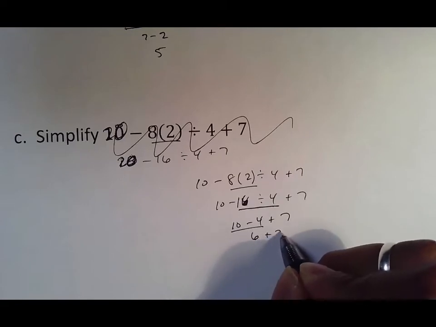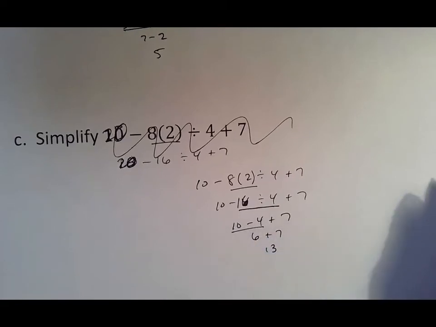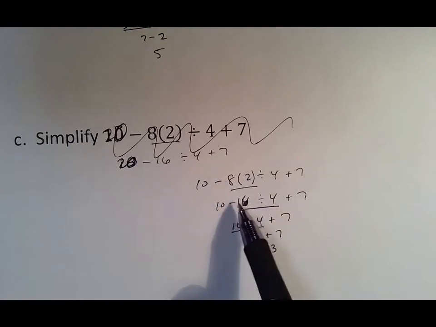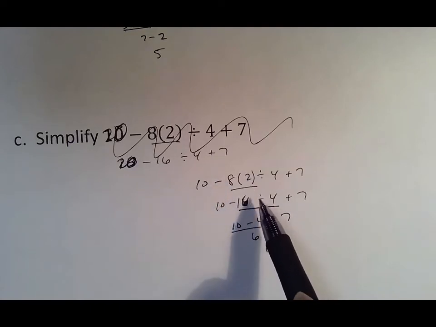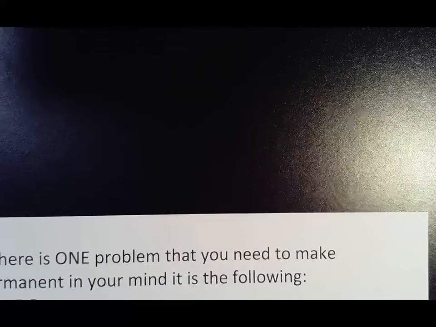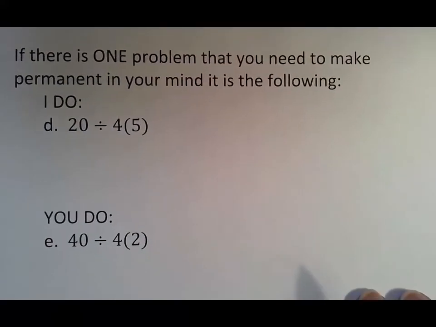So 10 minus 4 is 6. 6 plus 7 is 13. I got caught up because I saw the 16 and I was thinking 10 minus 16. But again, I forgot that there's another VIP that needed to be dealt with. So it happens to all of us. Just make sure, again, you take your time, practice, and kind of get it down.